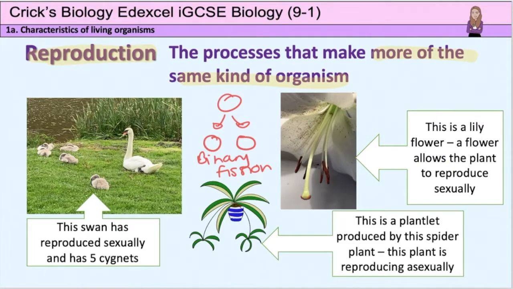Sexual reproduction requires two organisms. For example, these swans, there's a male and a female swan, and they have produced several cygnets. Asexual reproduction is where one organism produces a new organism entirely by themselves, and the organism is genetically identical to the original organism. In other words, a clone. So, a spider plant putting out a plantlet and making a new plant is a form of asexual reproduction. It is much faster than sexual reproduction, so it means the organism can take over new areas rapidly.